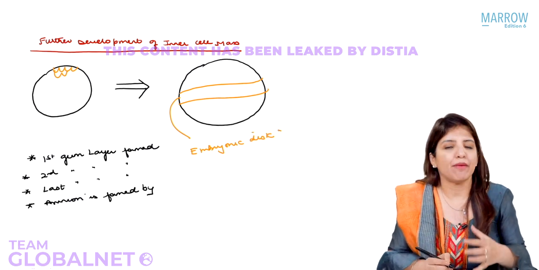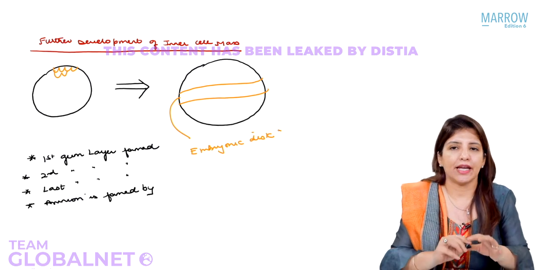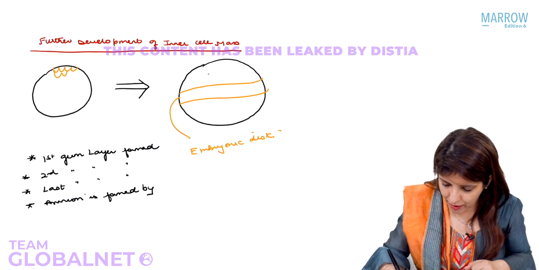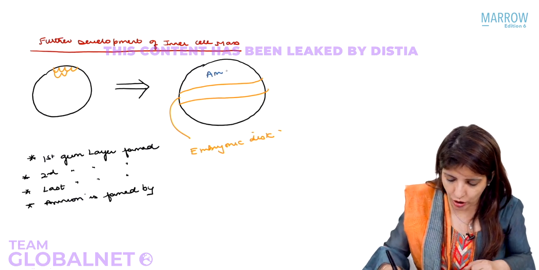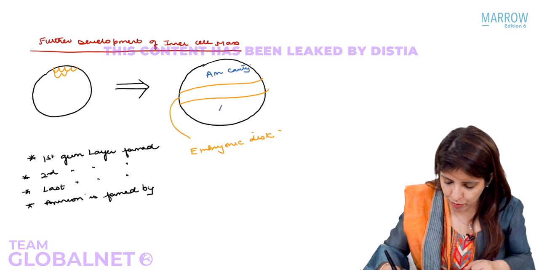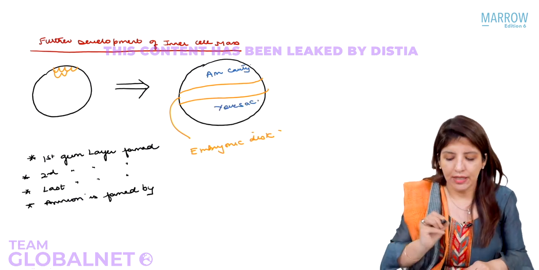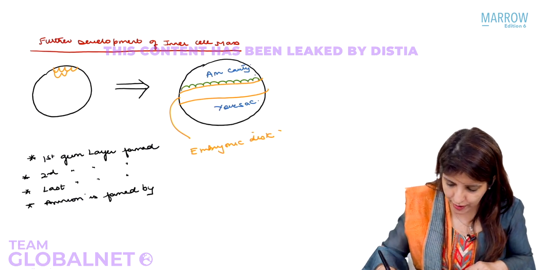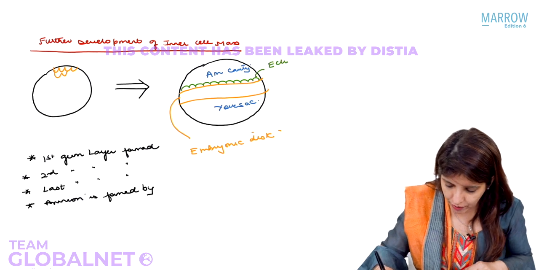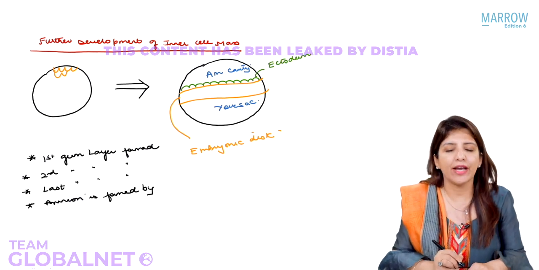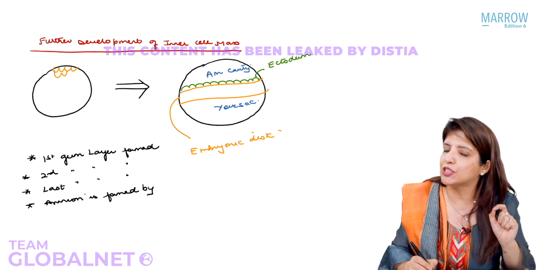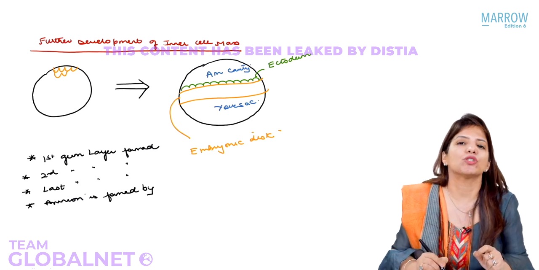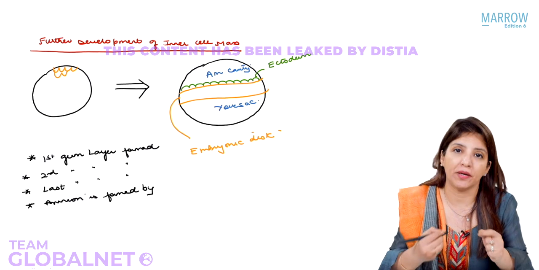Now this embryonic disc is going to divide the entire blastocyst into 2 cavities. The cavity which is formed above the embryonic disc is the amniotic cavity, and the one below that is the yolk sac. This amniotic cavity is lined by ectoderm, right? So if I ask you which is the first germ layer to be formed, it is ectoderm. This ectoderm is going to give rise to amnion, right?